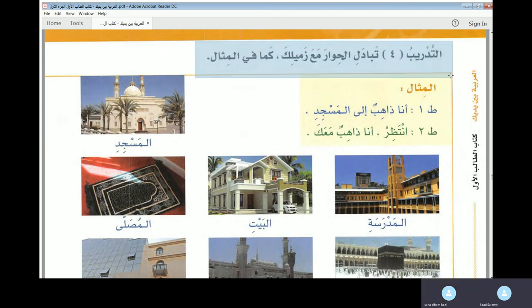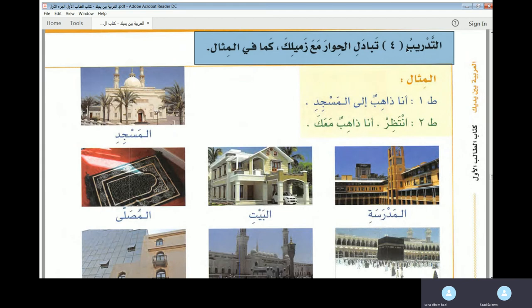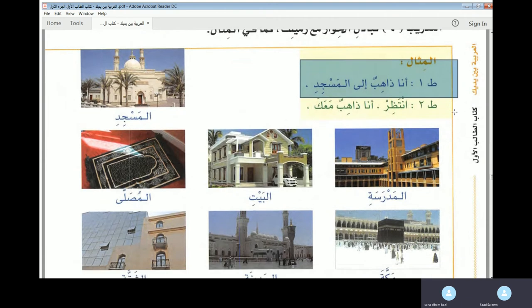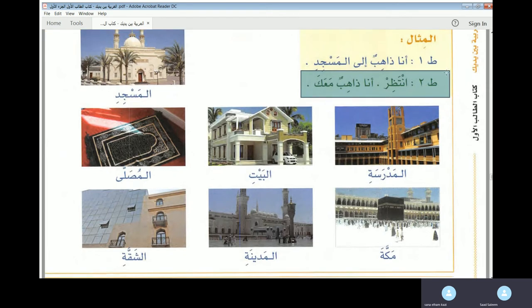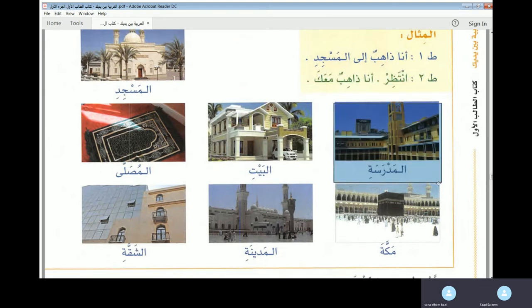Okay, next. Exchange dialogue with your colleague as in the example. Example: first student: I am going to the masjid, I'm going to the masjid. Second student: Wait, wait. I'm going with you. So sometimes you use intazir, sometimes you use intazir, so I guess it depends on different words, right? And you decide. Alif and dhamma, or that word is unzur, not untazir. So yeah, right. Unzur. That is a different word.